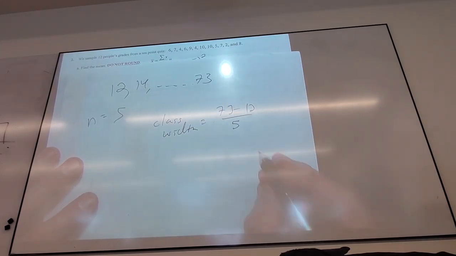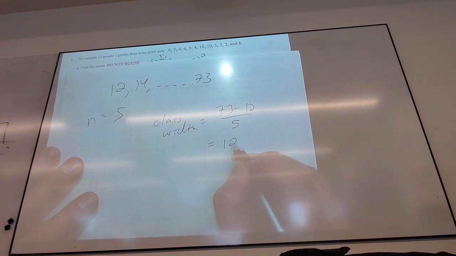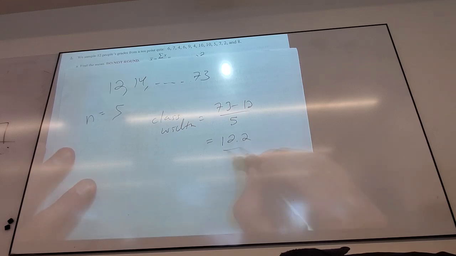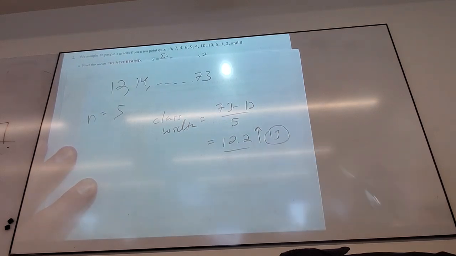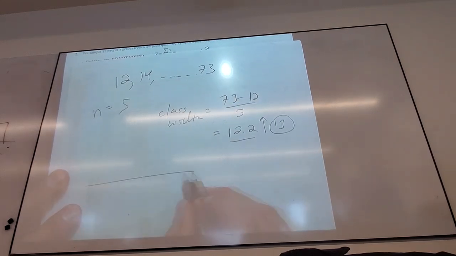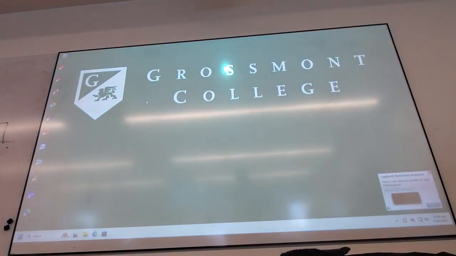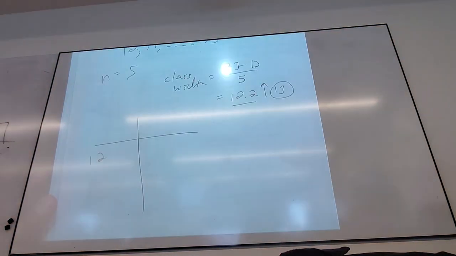73 minus 12 divided by 5 is 12.2. Now, one of you guys didn't round your decimal up and just used the decimal you got. You don't have to do that to yourself. What can I do here? 13. Then I use 13. So what would my first 2 classes look like? I start at 12. Oh, okay, it's not that big of a deal. 12 to 24.